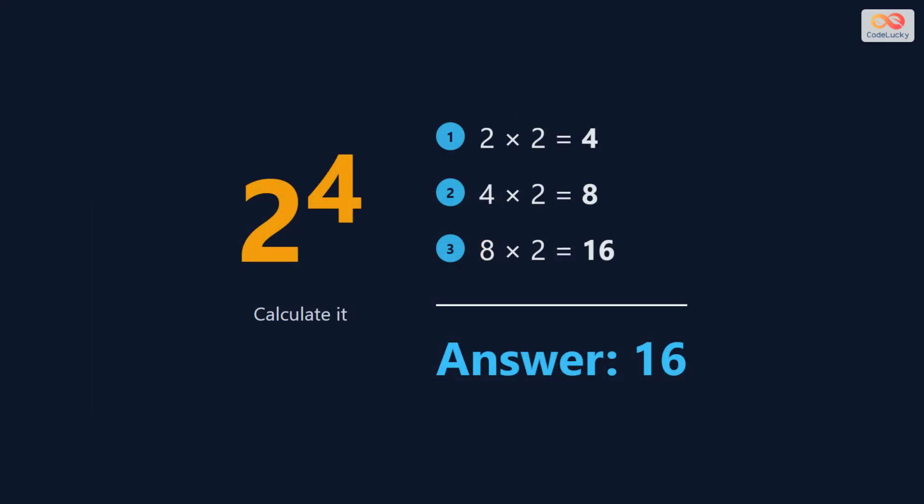Let's calculate 2 to the 4th power together. This means we multiply 2 by itself 4 times. 2 times 2 is 4. 4 times 2 is 8. And finally, 8 times 2 is 16. So 2 to the 4th power equals 16.